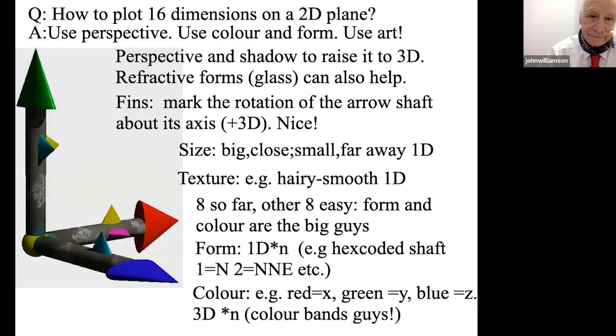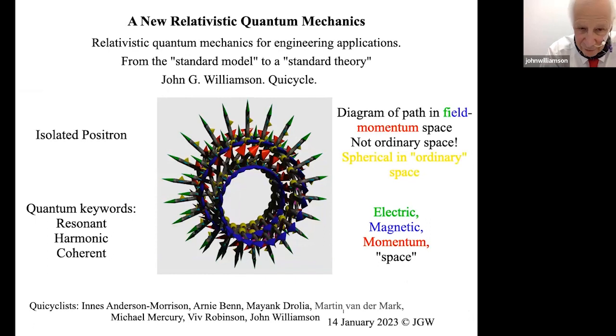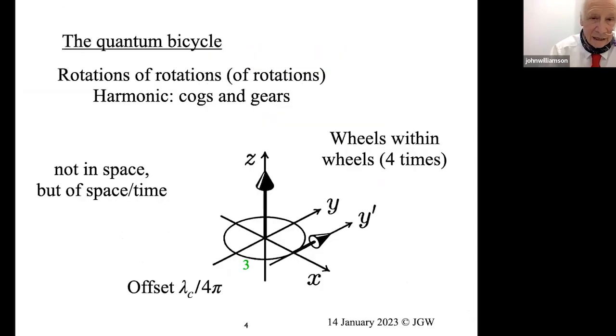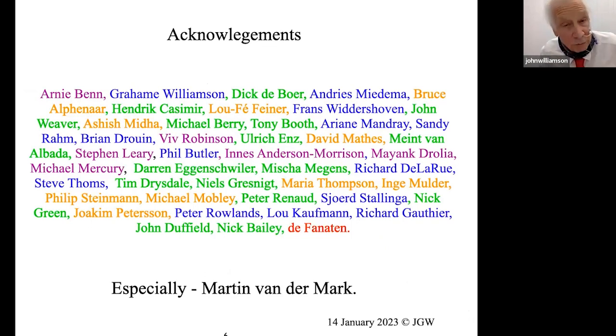In the starting slide, I mentioned at the bottom the Quicyclists. Innes Anderson-Morrison, Arne Behn, Mike Drolier, Martin van der Mark, now sadly deceased, Michael Mercury, Viv Robinson, and myself are Quicyclists. But in any endeavor of this sort, there are a lot of people who've helped, both in acting as foils and commenting on papers and so forth. What I've done here is put them up in colors. Basically, the shorter wavelength you are here in the colors, the more you've contributed. So the purple ones are the Quicyclists, and then it goes blue, green, orange, and red, in decreasing amount of involvement with moving this whole thing forward. So you may see your own name here, for quite a few of you.